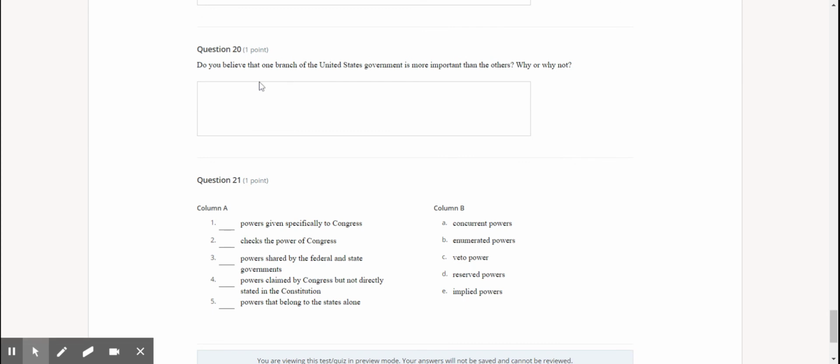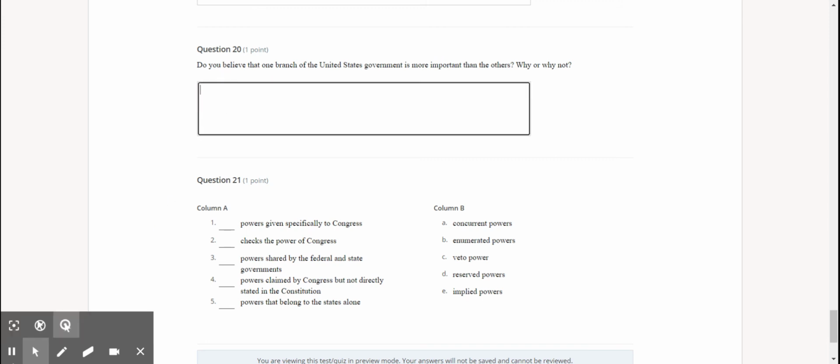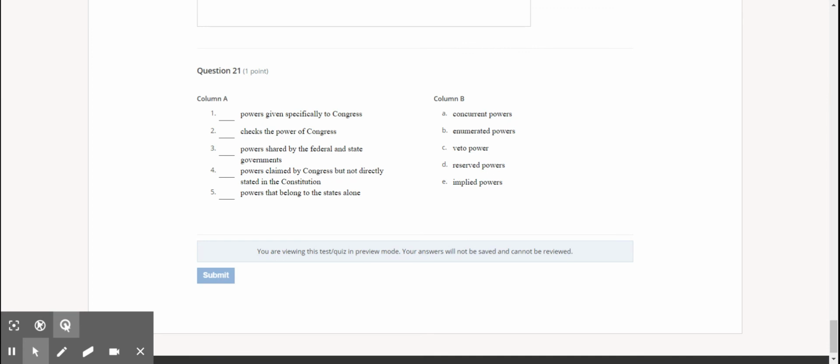Number 20. Do you believe that one branch of the United States government is more important than the others? Explain why or why not right here. And lastly, number 21, match the statements in column A with the words in column B.